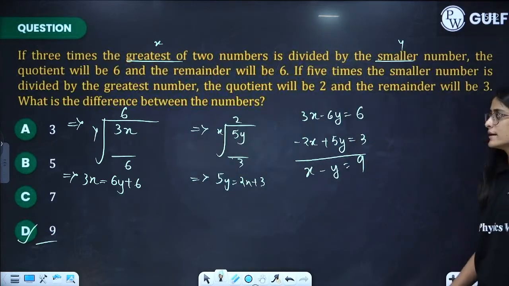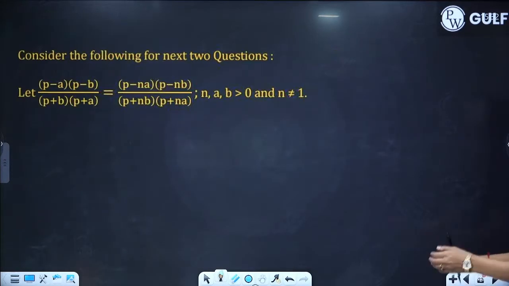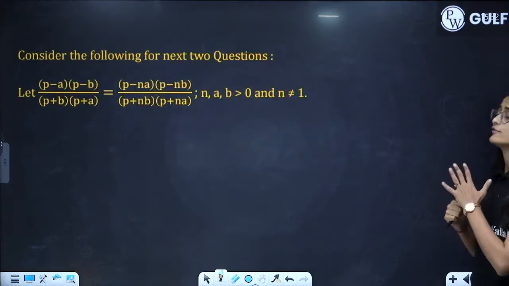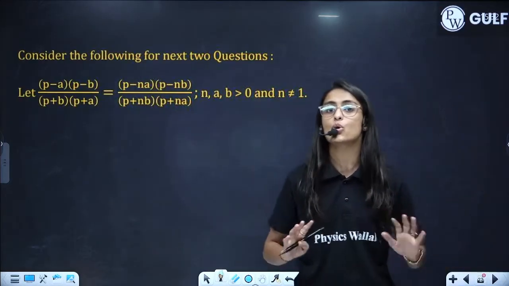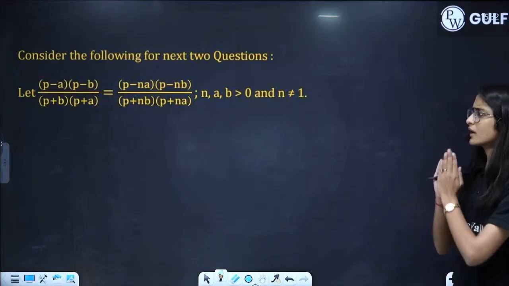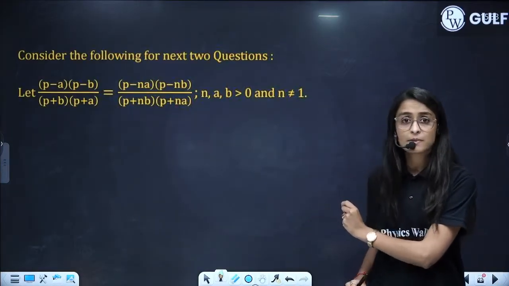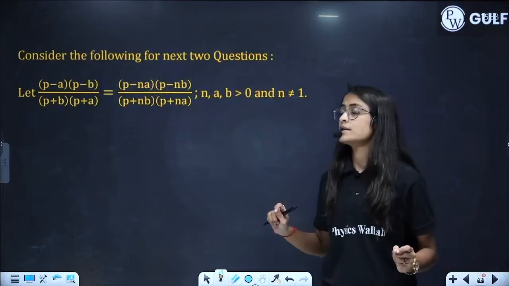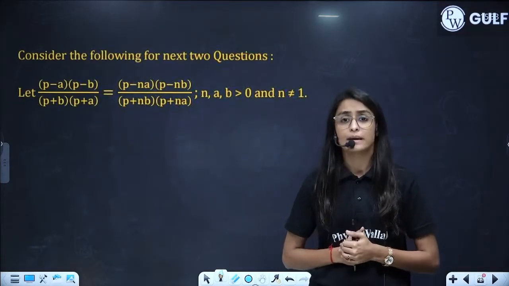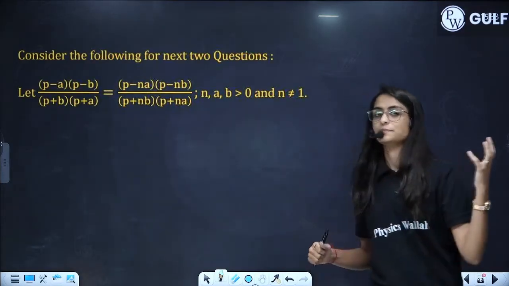Moving forward, your next question says, here you have to consider the following expression for the next two questions, wherein you have been provided with p minus a multiplied by p minus b divided by p plus b multiplied by p plus a, b sorry.